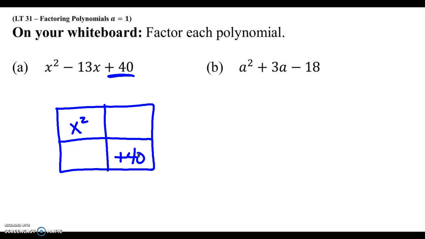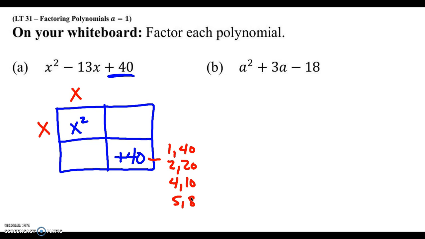This is a simpler problem than what we've worked on this week. We'll practice that in a couple of minutes. But I know what goes outside the box here is x and x. I need to find the two numbers that I could multiply together to get 40. I'll list them out. I think that's all of the options there.